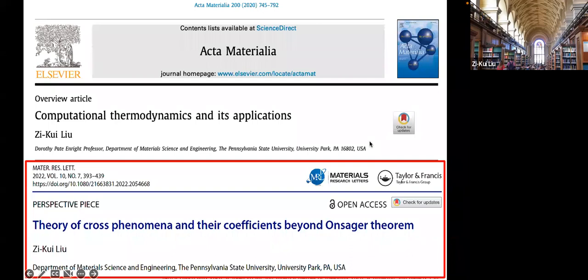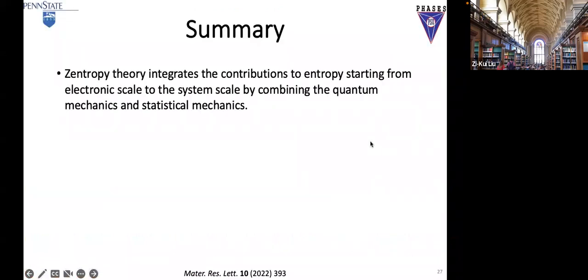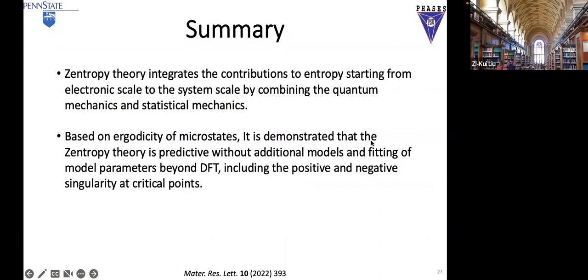If I just summarize what we have here, the entropy theory integrates the contributions to entropy starting from the electron scale to the system scale by combining quantum mechanics and statistical mechanics. And based on the ergodicity of microstates, that's very important, it is demonstrated that the entropy theory is predictive without additional models and fitting of model parameters beyond DFT. So it's purely DFT based.